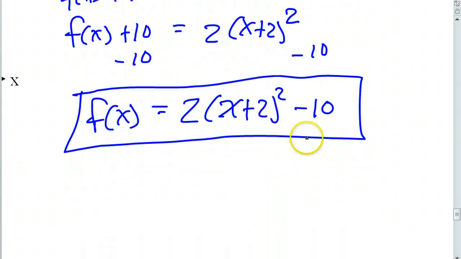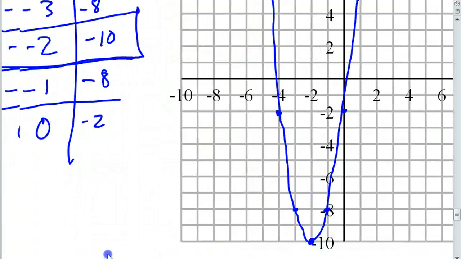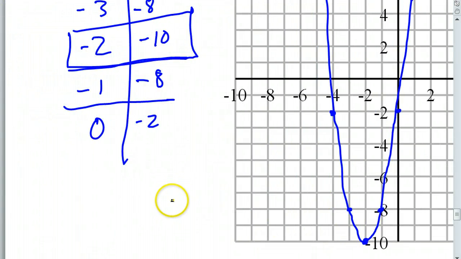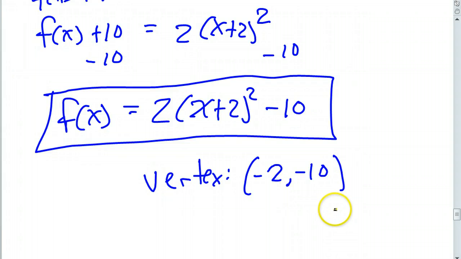Now, we should be able to look at this and know what the vertex is, shouldn't we? Remember how we do the vertex? We do the opposite of the inside number, and the outside number stays the same. So that should be negative 2, comma, negative 10. This helps us check, because this was the same equation that we just graphed. Is that the same vertex that we got last time? Yes, negative 2, negative 10 is what we got last time.